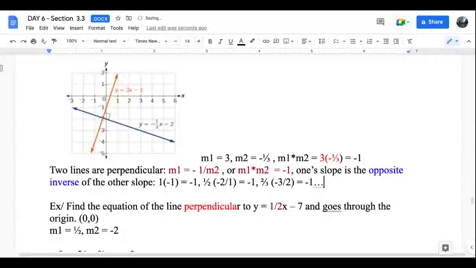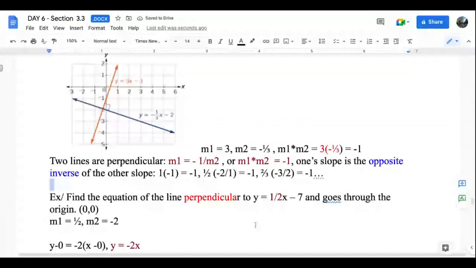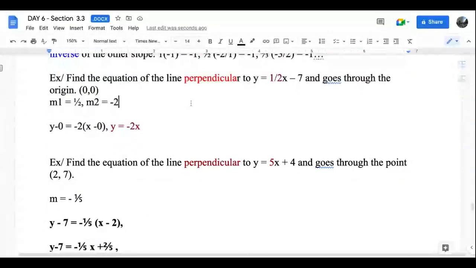All right. Let's see some examples. Two lines are perpendicular, and the one we're looking for is perpendicular to this one. We're given a point, which is the origin, so it goes through the origin. What is the slope of this one? Half, right? So let's call it m1. So m1 equals half.